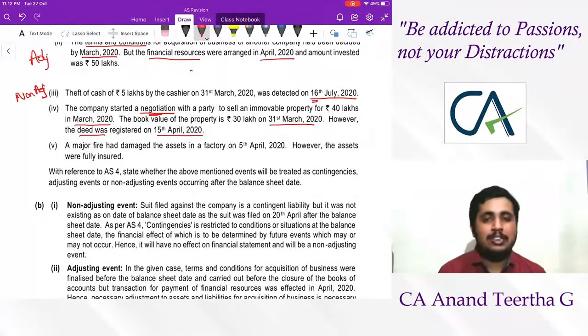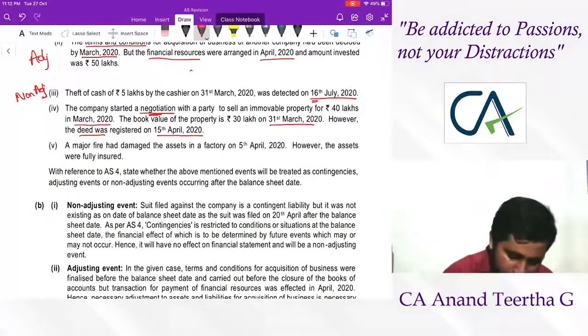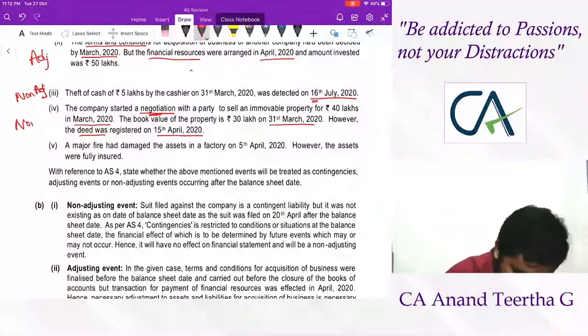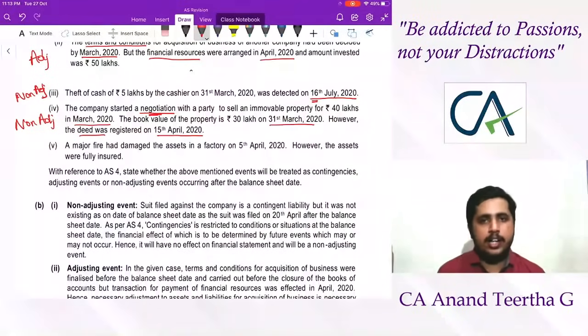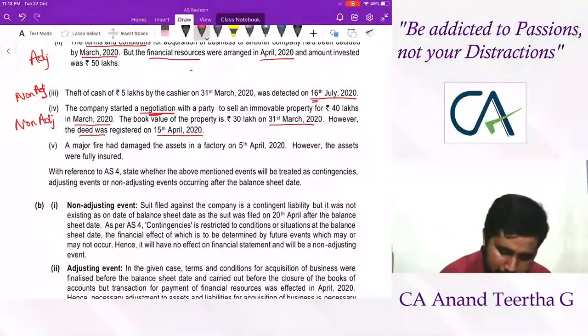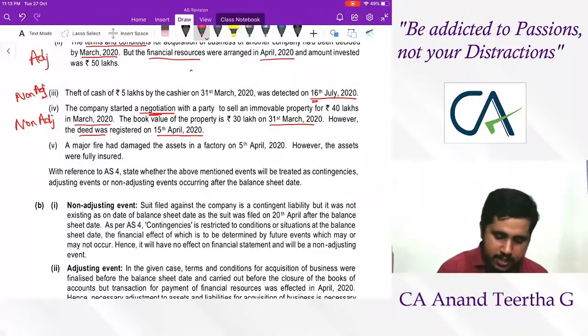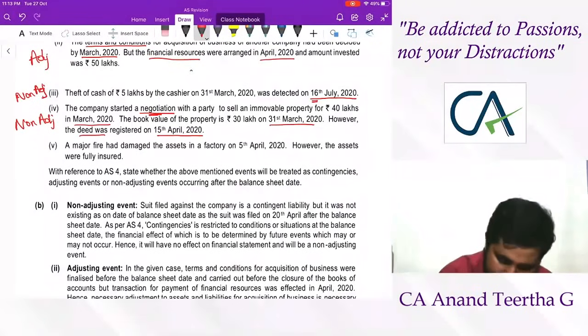So therefore, since only negotiation was there in the month of March, what happened in the month of April is an entirely new event. So therefore, it is a non-adjusting event. Negotiation will not lead to conclusive evidence. Negotiation might go wrong, it might be positive or negative. So therefore, do not consider. Next, a major fire had damaged the assets in a factory on 5th April.